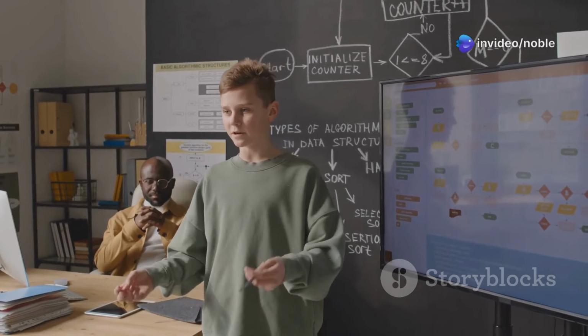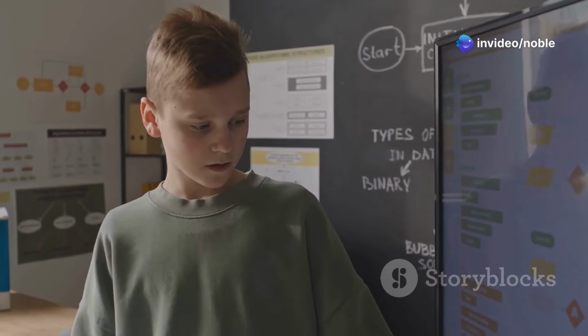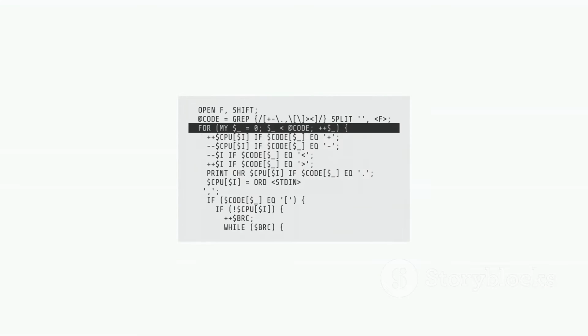Now let's look at the pseudocode. linear_search(list, target): for each item in the list, if item equals target, return the index of the item. Return -1 if the target is not found in the list.